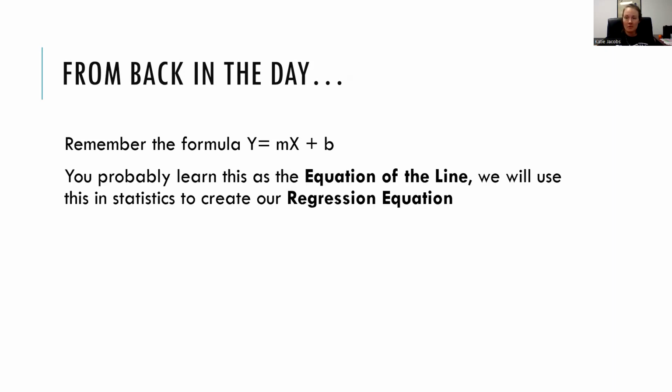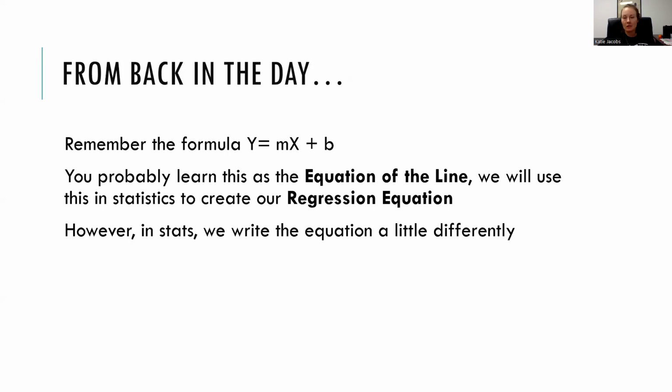So again, you probably learned this as the equation of a line. We're going to use this in statistics to create something called a regression equation. However, in stats, we write our equation just a little bit differently, and we use different symbols. So you'll want to write these symbols onto your symbol sheet. The equation for regression will be the predicted value of y. So y with that apostrophe next to it is called the predicted value of y. So you want to put that into your symbol sheet.